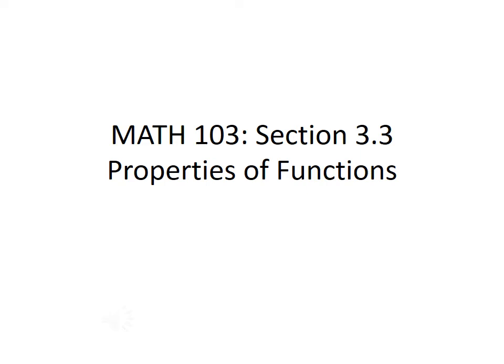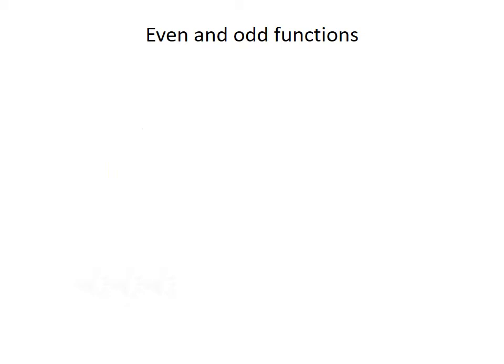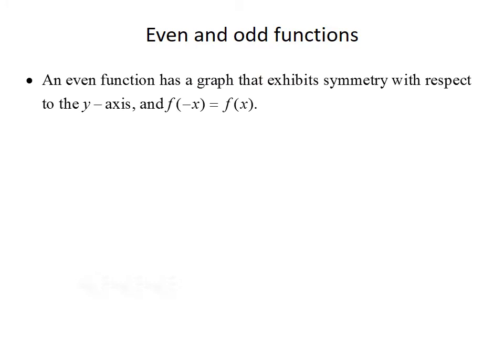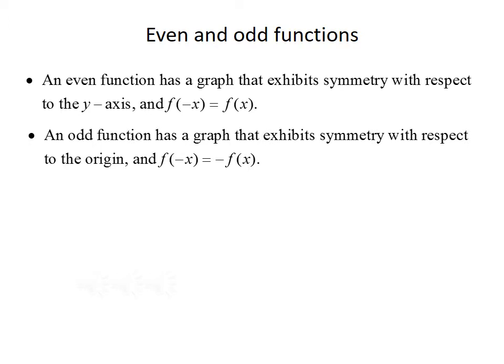In this lecture, we'll talk about properties of functions. First, we'll talk about even functions and odd functions. By definition, an even function has a graph that exhibits symmetry with respect to the y-axis, and the function value of negative x is equal to the function value of x. And an odd function has a graph that exhibits symmetry with respect to the origin, and f of negative x is equal to minus f of x.